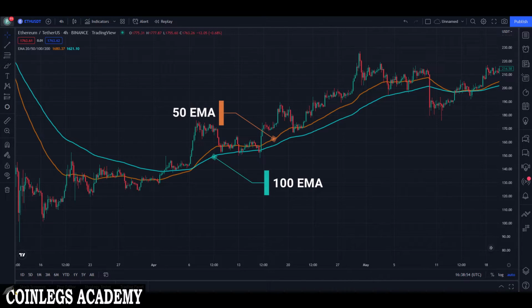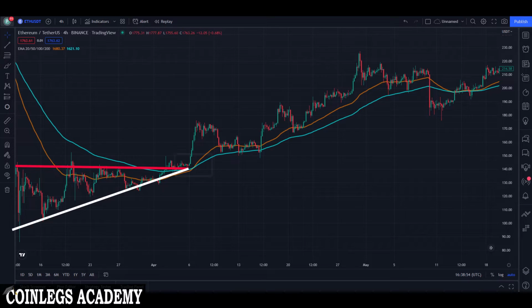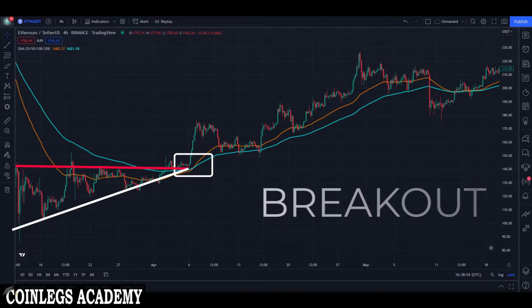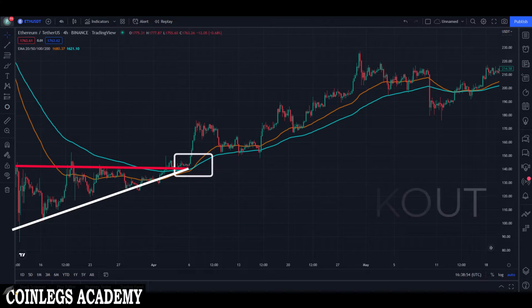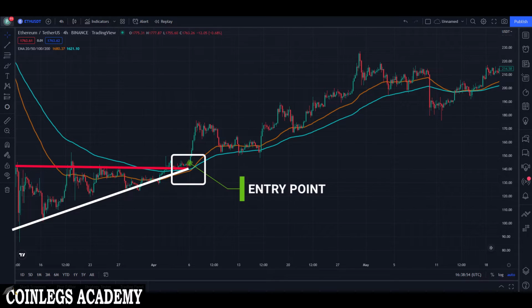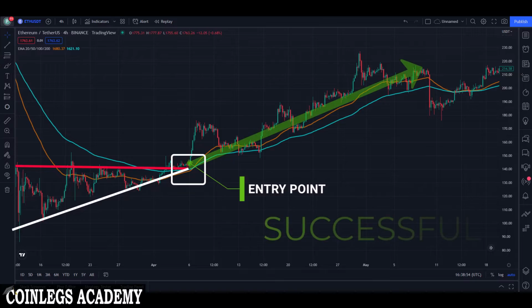As you can see here, the 50 EMA crosses above the 100 EMA. This can be considered a long position. And in the same zone, we have an ascending triangle breakout with high volatility candles. You can also set your stop loss slightly below the breakout. If we consider this EMA and breakout as bullish signals and take our entry here, as you can see, it's a successful trade.